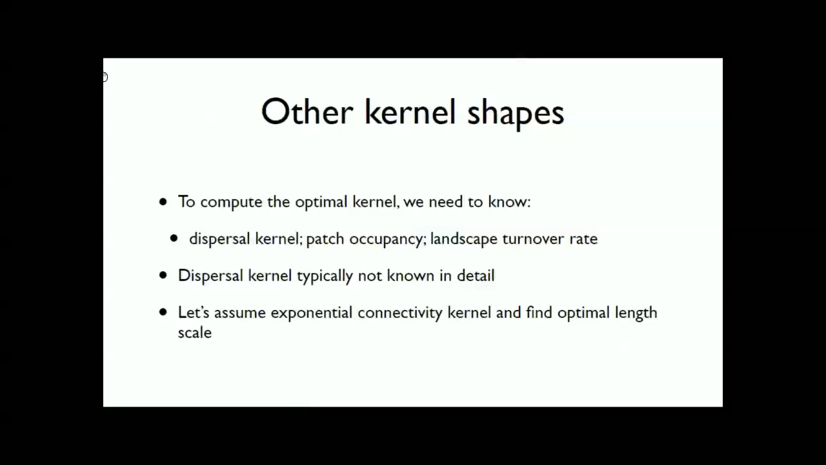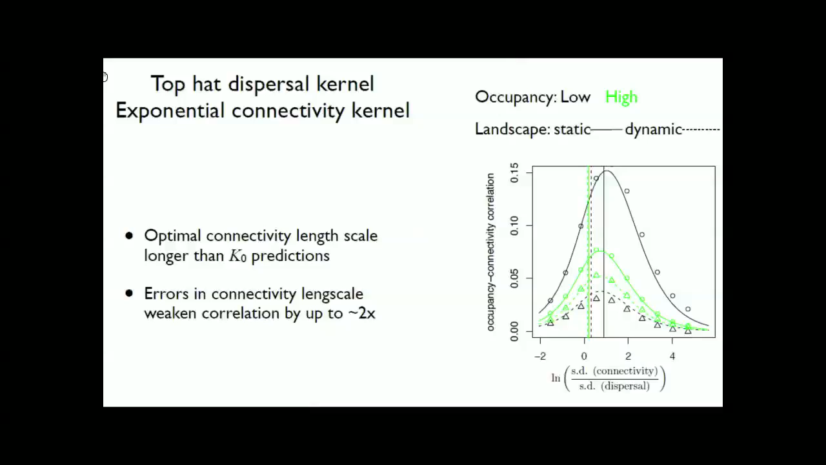Here's what you do for a particular choice, and this is again just showing that you get essentially the same picture: the static landscapes, when the occupancy is low, have the highest correlation, and those which are dynamic have the lowest correlation when the occupancy is low. And this is what you would get if you use the same length scale for dispersal as for your connectivity kernel, and this is the best choice here, which can usually be at a somewhat larger length scale. The gain you get from having the optimal choice of connectivity kernel length is about a factor of two in this correlation.